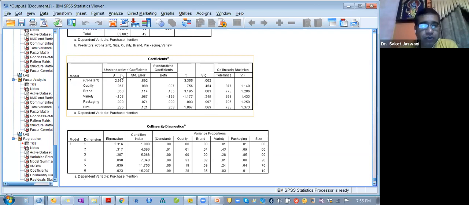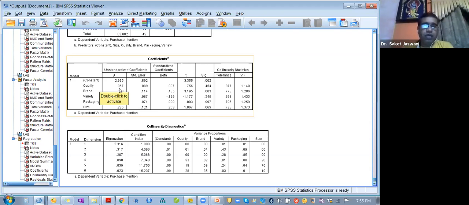And to what extent it affects, you can see in the unstandardized coefficients, the beta coefficients. These unstandardized beta coefficients are considered as the strength of impact. So 0.363 units of brand will affect, to what extent? 0.363 units of the 1 unit increase in the purchase intention, right? So the beta coefficient and the standardized coefficient have been considered.